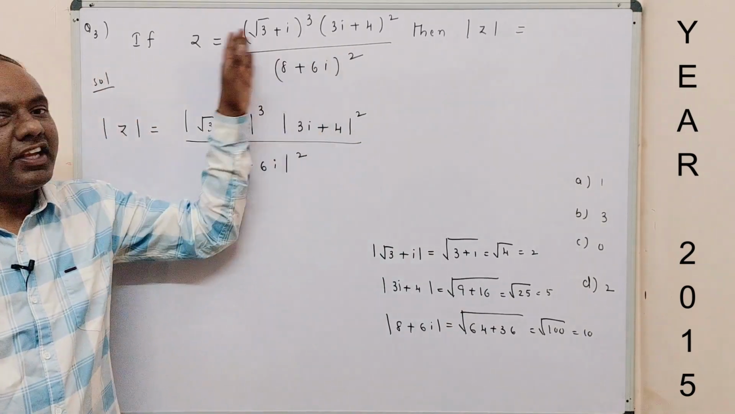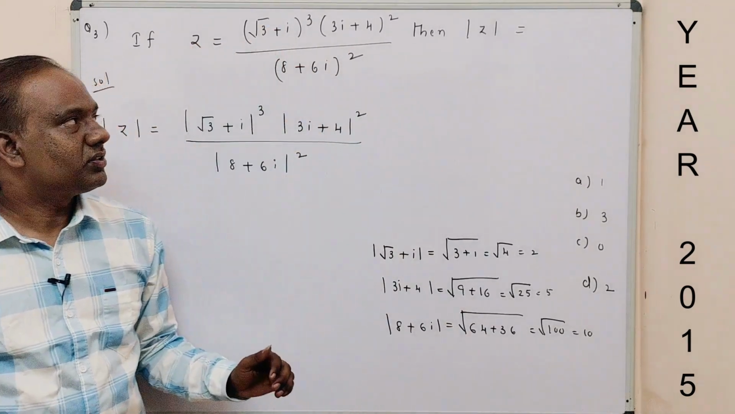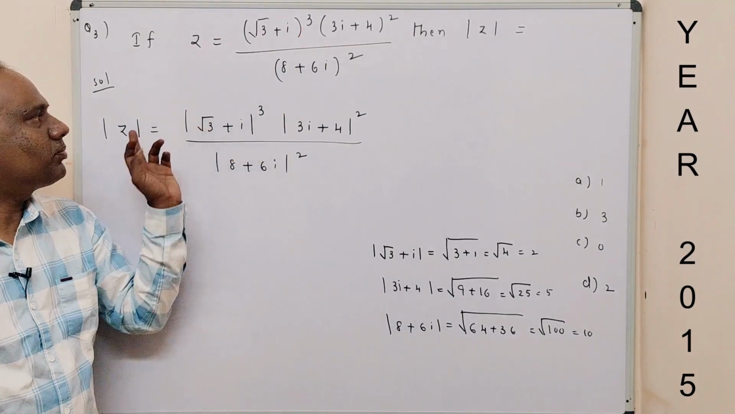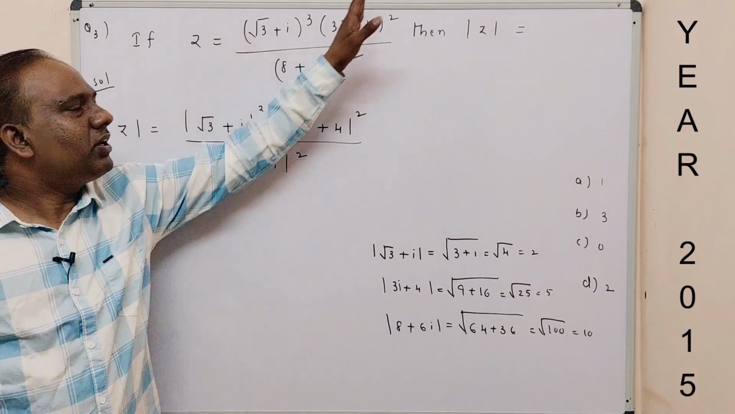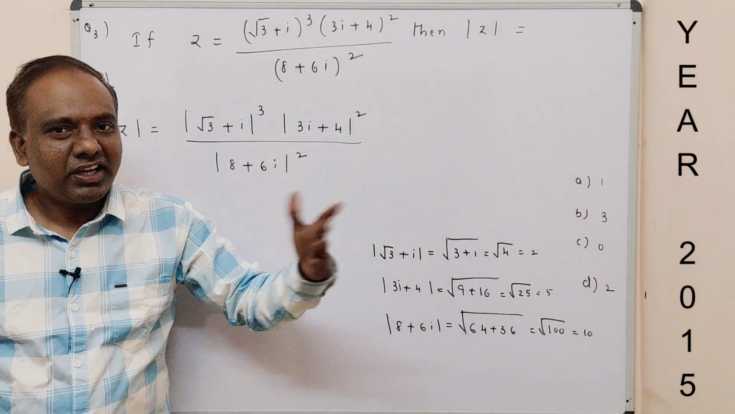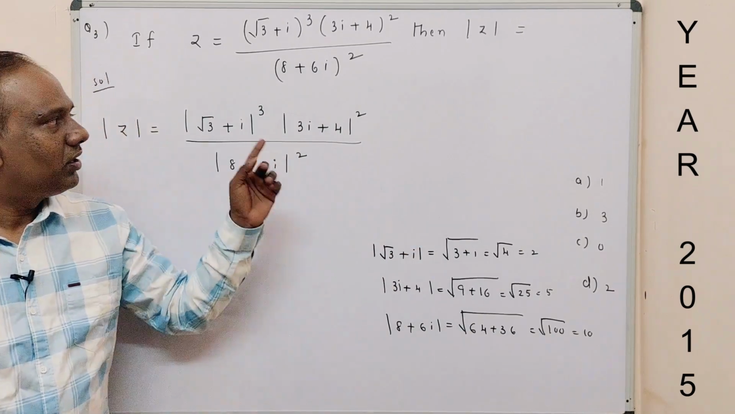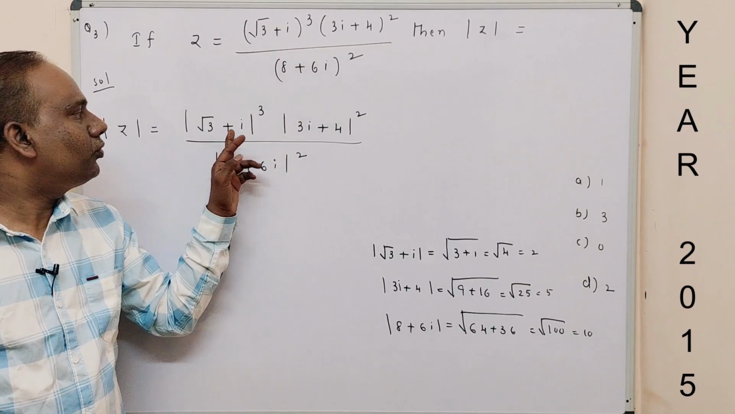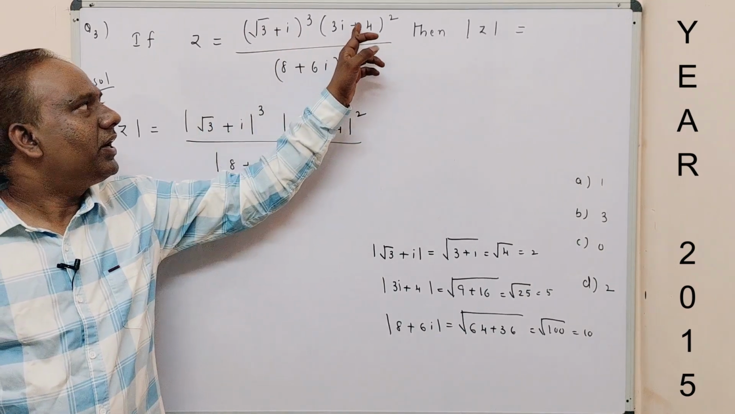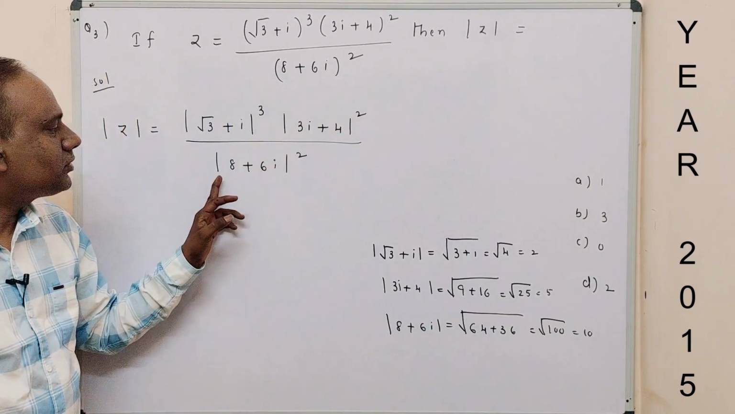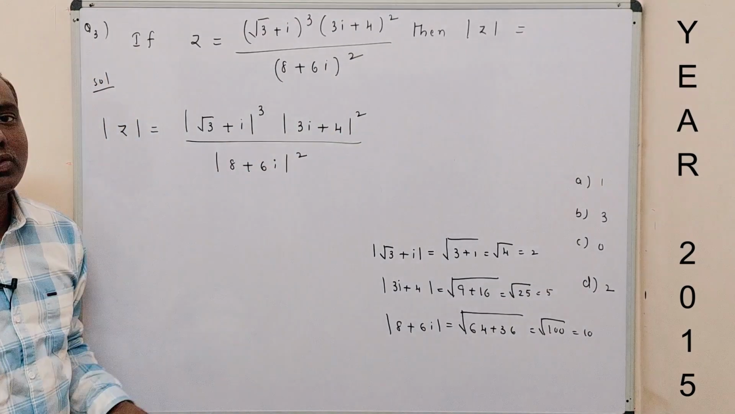That's why take the modulus on both sides. So it is modulus of z, it is actually whole modulus. So we can write it as all multiplication. We can write separate modulus also. I write directly here. So it can be written as modulus of (root 3 plus i) whole cube, and it is modulus of (3i plus 4) whole square by modulus of (8 plus 6i) whole square.